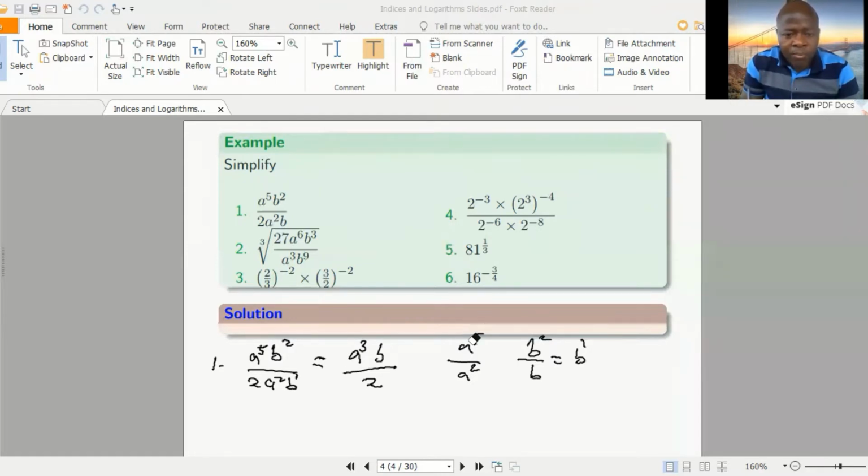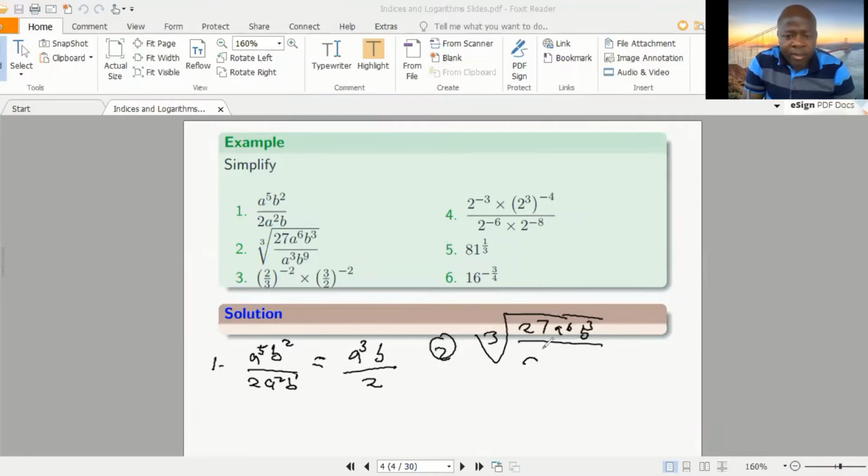Now, I want us to look at part 2 of the question. And what does part 2 say? Part 2 says, find the cube root of 27 a raised to 6, b raised to 3, divided by a raised to 3, b raised to 9. So that is the question that we want to do.